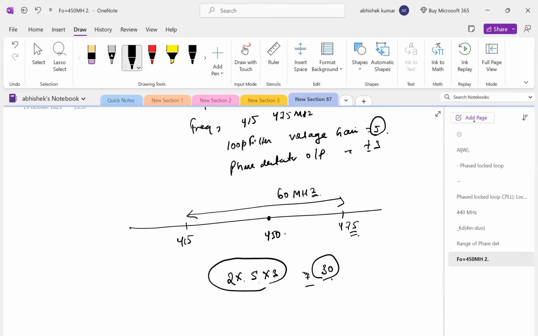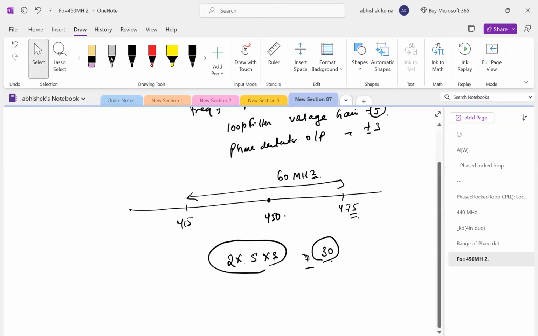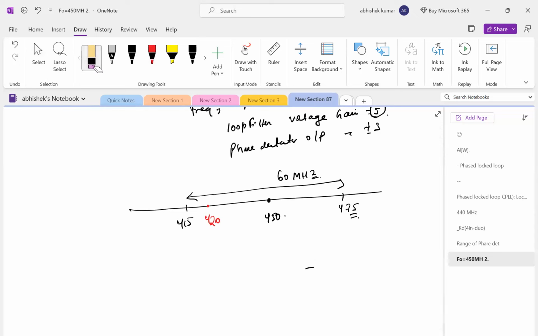So the lock range will be around 420 to 475. Lock range we can calculate from 420 to 475 megahertz because at the input side we have the deviation of 5 megahertz, because here the voltage gain is 5.